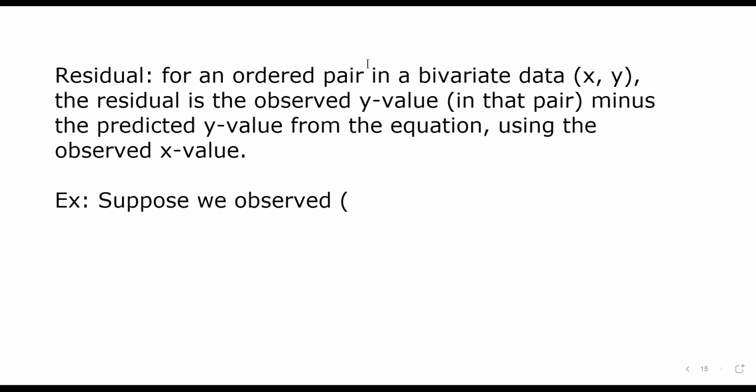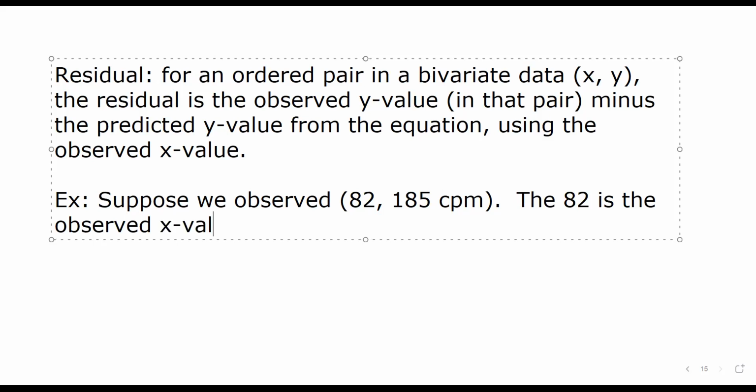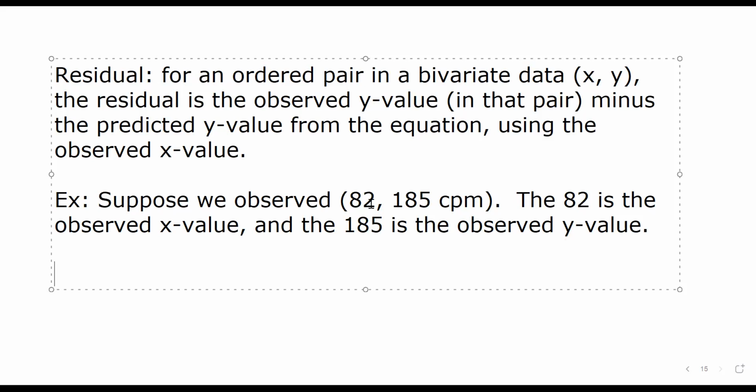So suppose we observed a temperature of 82 and chirps per minute was 185. I'm going to put CPM there to remind you that's chirps per minute. The 82 is the observed X value, and the 185 is the observed Y value. So let's say that we observed that. Oh, it's 82 degrees outside, and that cricket chirped 185 times in 1 minute.